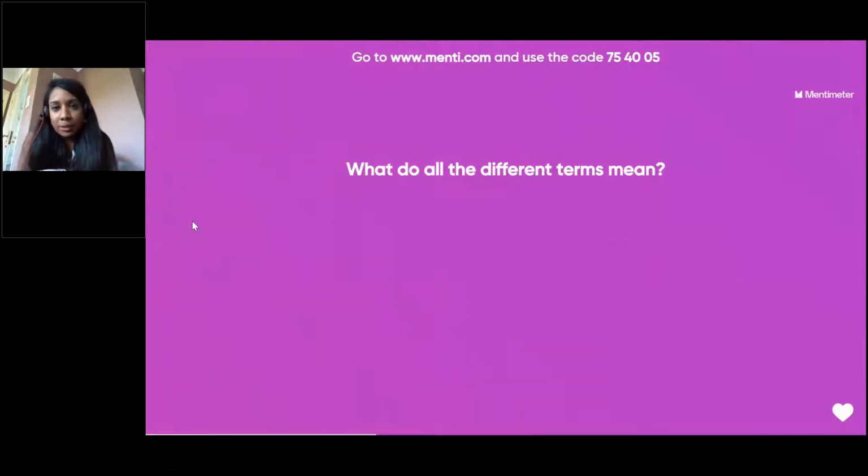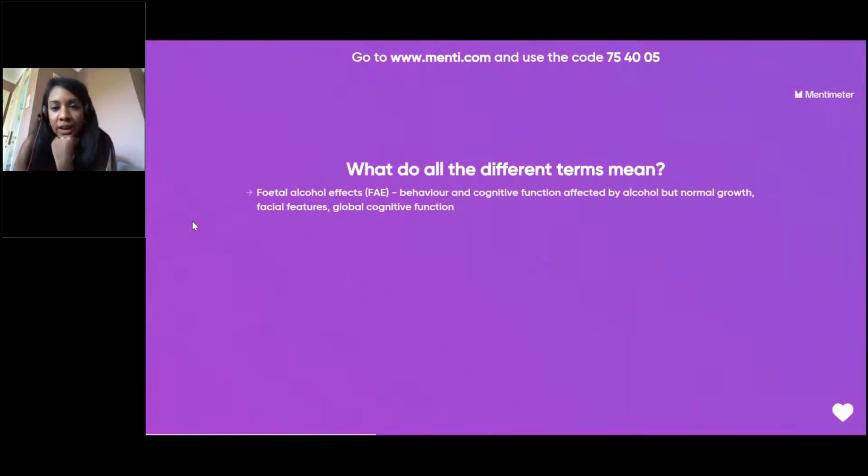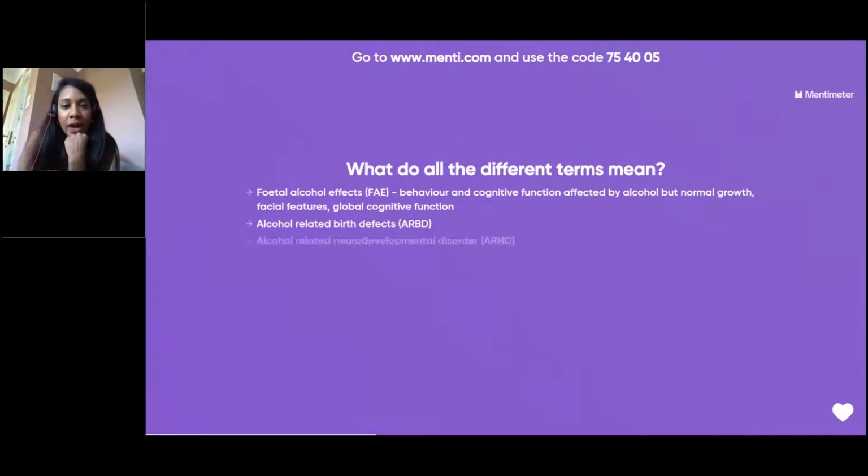So I wanted to talk a little bit about all the different terms, because when you start reading about fetal alcohol spectrum disorder, there are lots and lots of different terms. One of them is fetal alcohol effects, which means that your behavior and cognitive function are affected by alcohol, but you don't have all the facial features, and your global cognitive function is preserved. There's also another term you might read about, which is alcohol-related birth defects. And then there's another term, often used in America, alcohol-related neurodevelopmental disorder. So it all gets quite complicated.